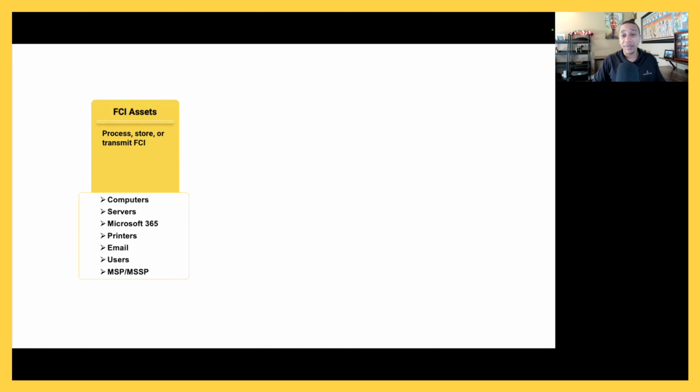So now that we have that list of assets, we can go through that list and say, okay, which ones are FCI assets? Which of these assets are processing, storing, or transmitting FCI? And properly categorize those assets. Now, with any type of assessment that you're doing, you want to limit that scope. So if you can limit where that FCI is being processed, stored, or transmitted, that takes assets out of scope, and you don't have to assess those assets against the applicable CMMC practices.